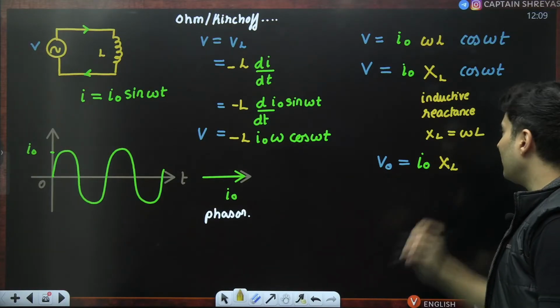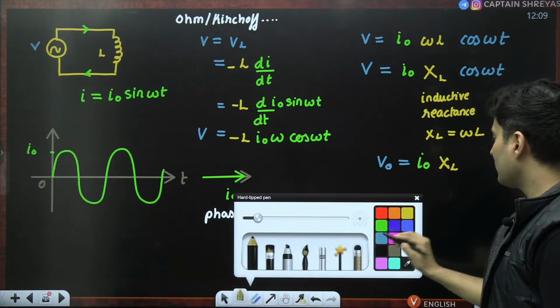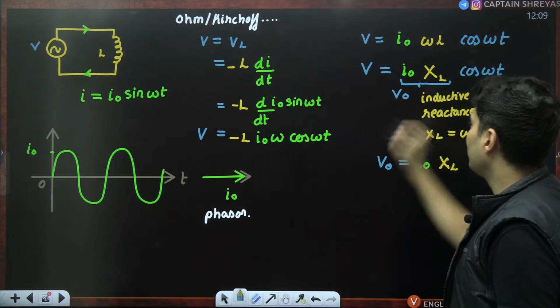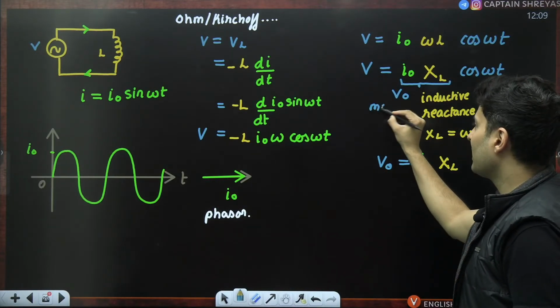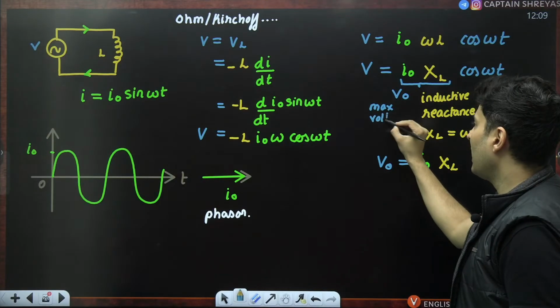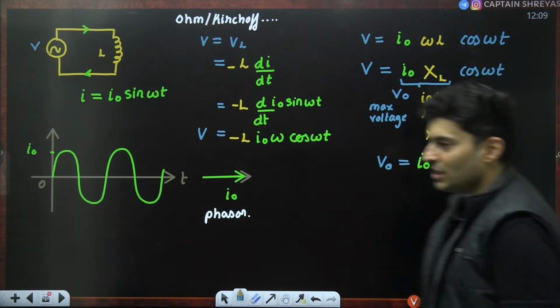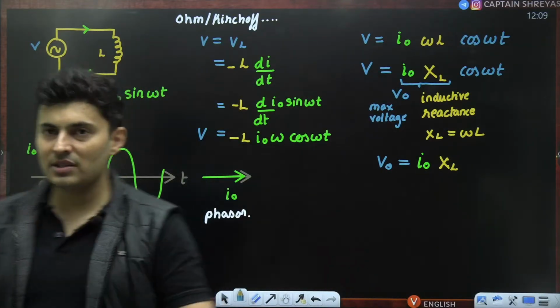V is IR. What is V naught? V naught is this whole thing. This whole thing is nothing but V naught, which is the max voltage. V naught cos omega t. Right, so we got it in the Ohm's law form.